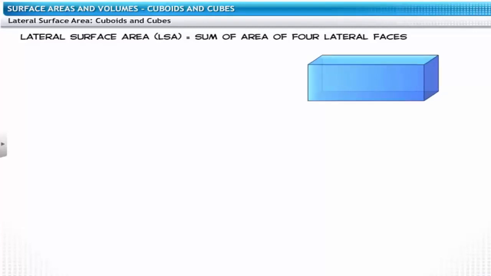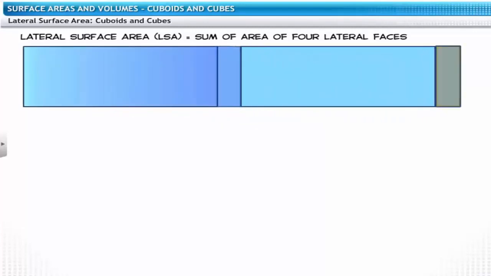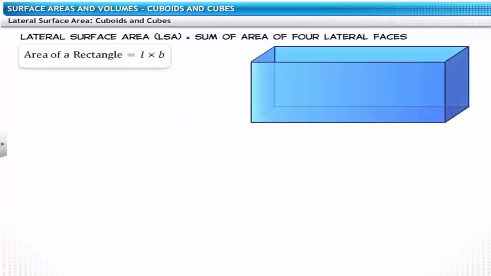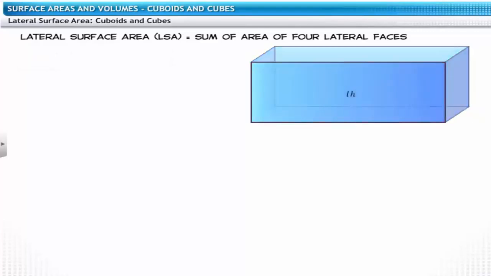Now, let's derive a formula to calculate the LSA of a cuboid. To calculate LSA, we have to find the areas of the 4 lateral faces. As each lateral face is a rectangle, we can apply the formula length into breadth to calculate the areas. We get the areas of each lateral face as LH, BH, LH, and BH. Now calculating LSA is easy.